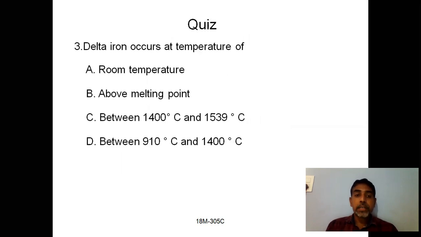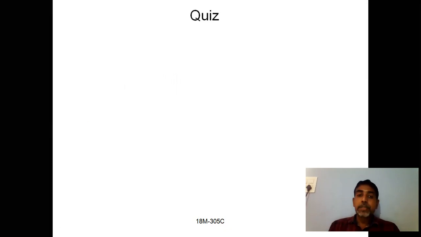And coming to the third question: delta iron occurs at a temperature of... We have discussed allotropic forms of pure iron. So at what temperature will delta iron be? Between 1400 degrees centigrade and 1539 degrees centigrade. Go through the previous sessions, you can check these temperatures. Okay, 1400 degrees centigrade to 1539 degrees centigrade.